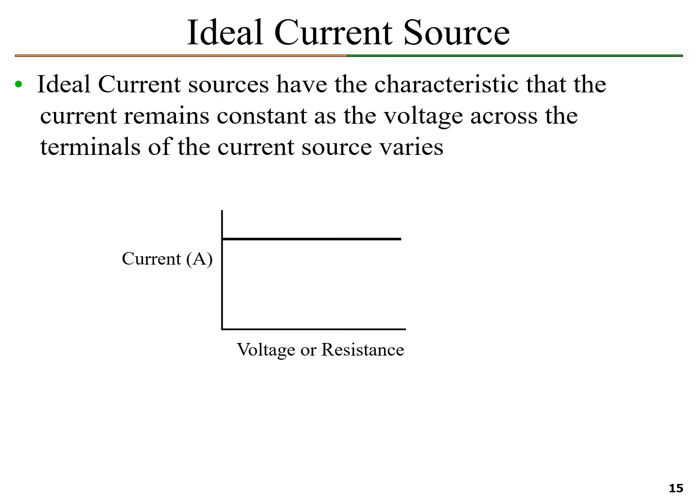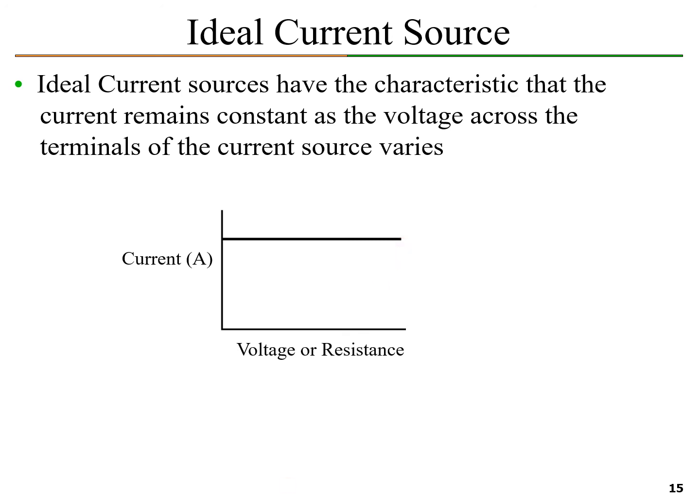Now let's look at an ideal current source, which has the characteristic that the current remains constant as the voltage across the terminals of the current source varies. Here we have the current on the vertical axis and the voltage or resistance on the horizontal axis. Notice that regardless of the voltage or resistance, the current has the same value. That is an ideal current source. We're not going to do much with current sources in this course, but when you get into electronics, you will be doing a lot more with current sources.